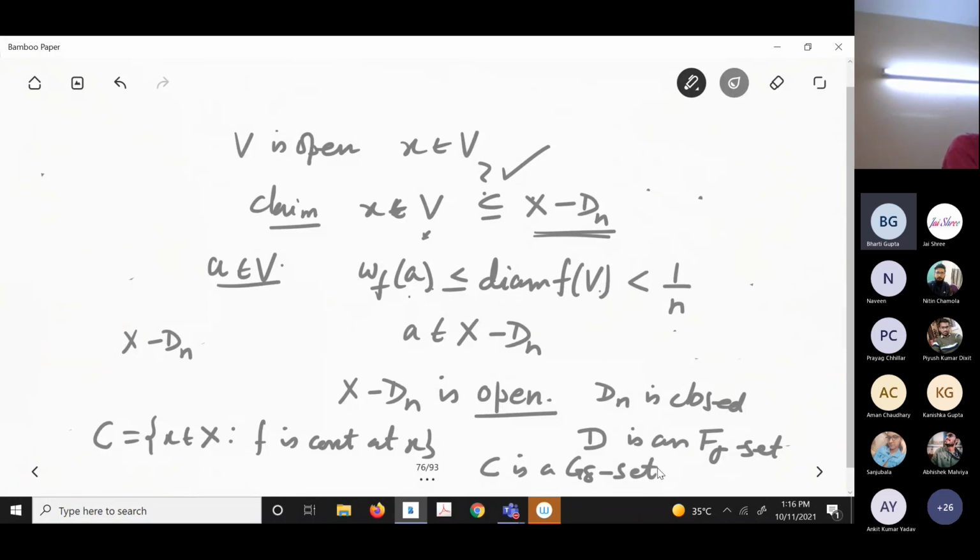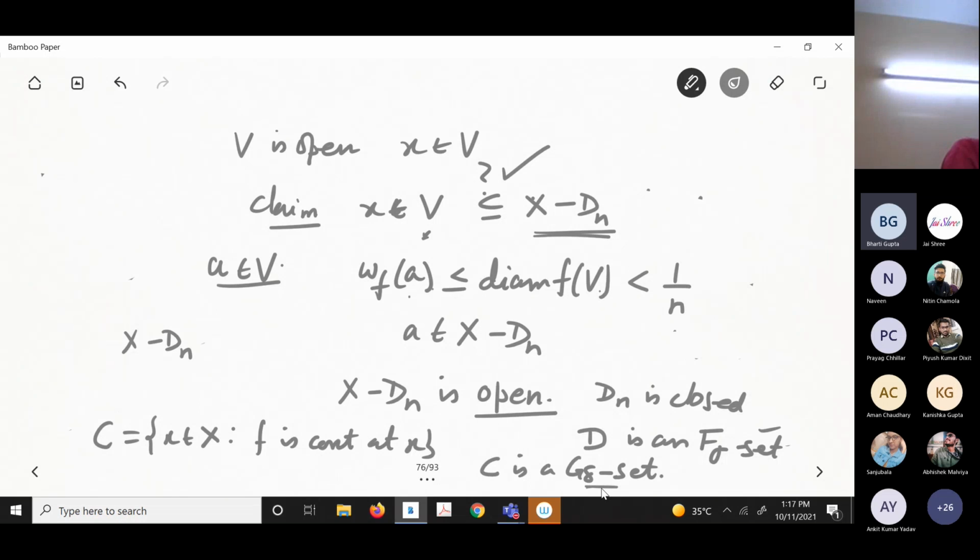Well, I am just inviting you to try. I proved D is an F sigma set. Could you prove it by using the same arguments, oscillation and that? Because you remember that f is continuous at x if and only if omega f(x) is 0. So you can see whether you can prove directly that C is a G delta set. Okay, can you prove that? Just try it.